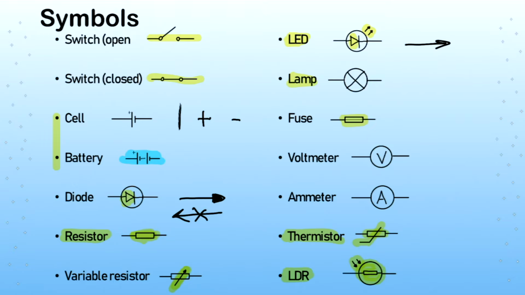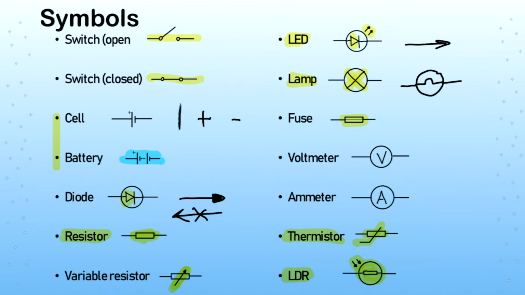Similarly, the lamp will give off light, but it doesn't have arrows coming off of it. You can figure it out and tell me, I'd be very happy to know, but the lamp symbol has a cross through it. That's the way that AQA provide it to us, but you might see on other websites that a lamp can have this symbol too, but the one that AQA needs us to know is the cross through the circle.